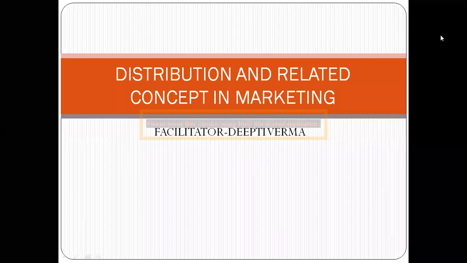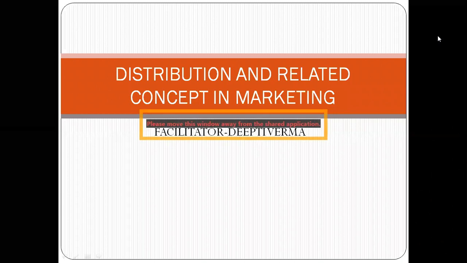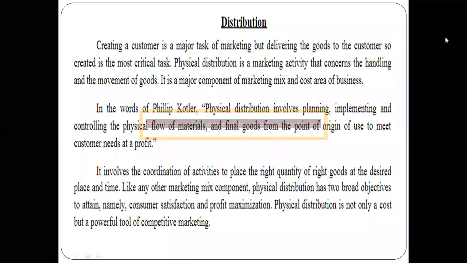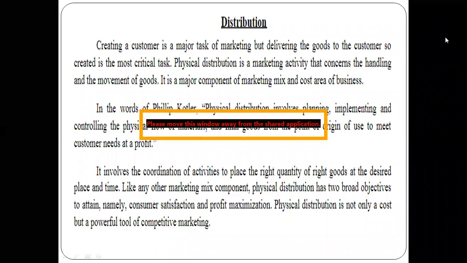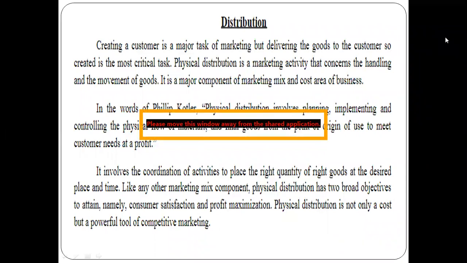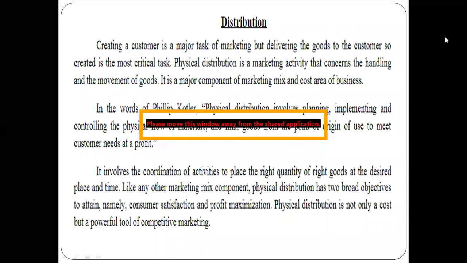Everyone, today we are going to study what is the meaning of distribution and the other related concepts of distribution. So, distribution can be said to be a path or pipeline through which goods and services flow in one direction from manufacturer to consumer, and the payment generated by them flows in the opposite direction from consumer to the manufacturer.